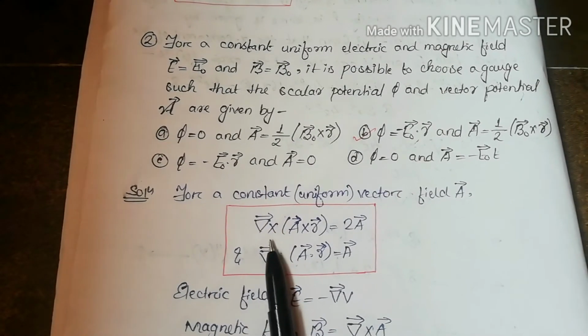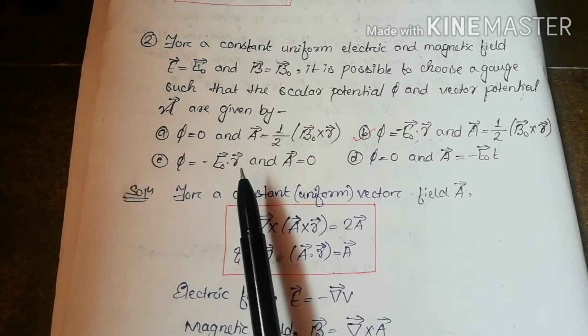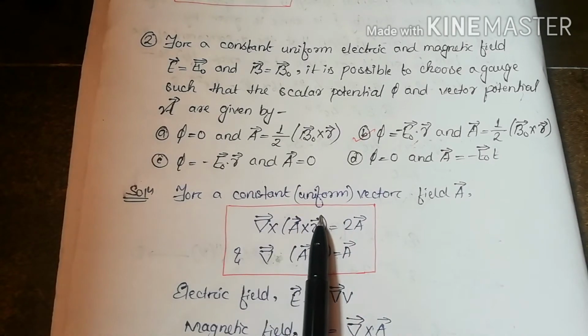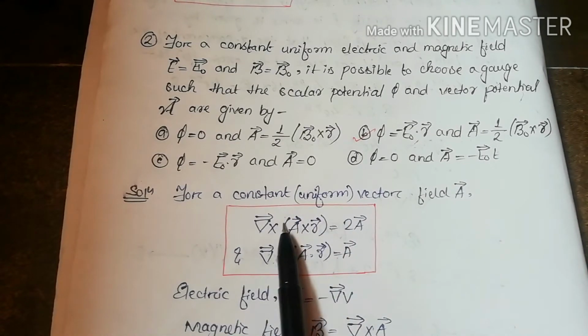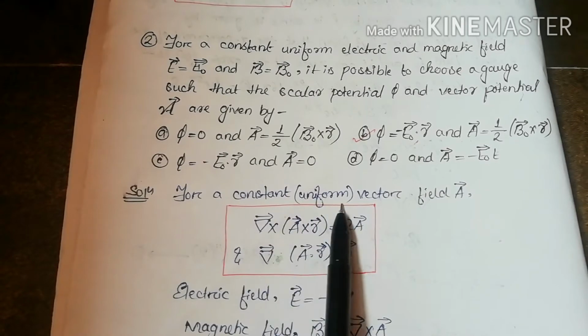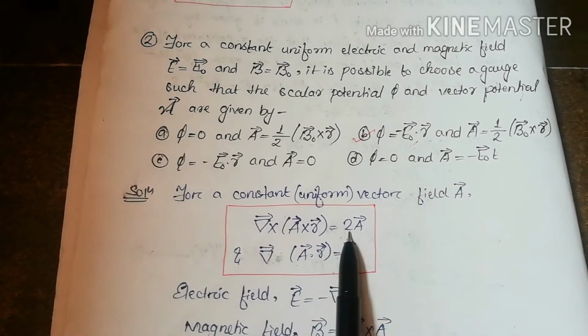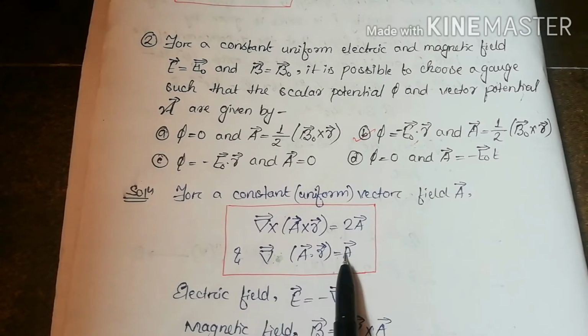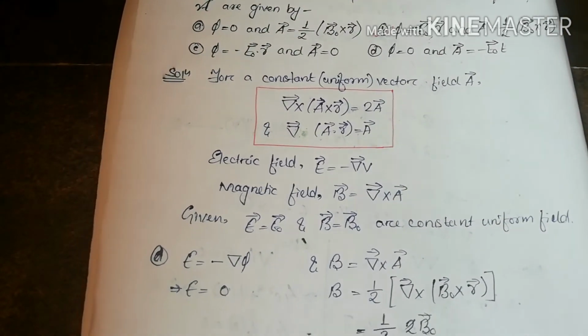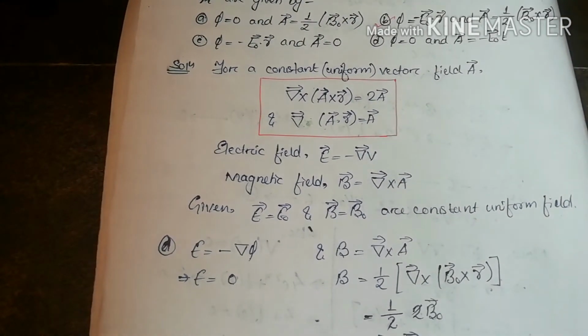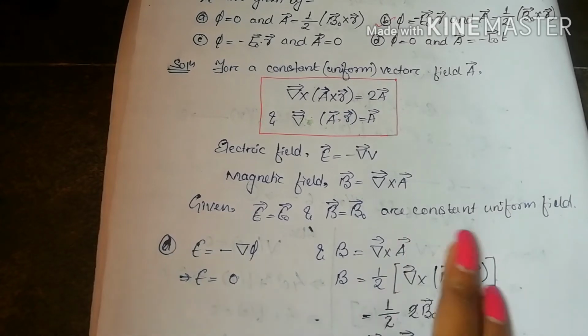So firstly, since this electric and magnetic field are uniform, for a constant uniform vector field, suppose for A, the curl of A cross R is equal to 2A and the gradient of A dot R is equal to A. These are the two properties we will use. Now the electric field is given as E equals to E naught and B equals to B naught, constant uniform fields.